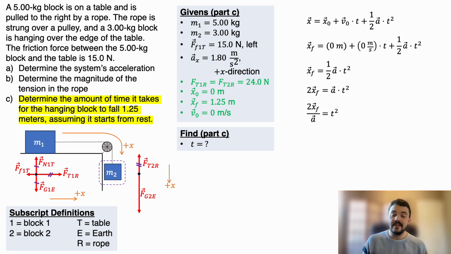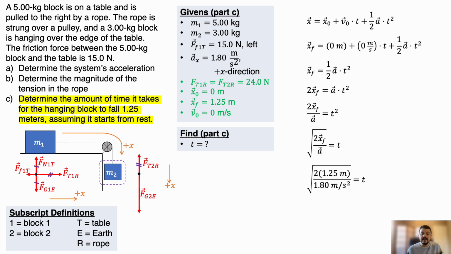And then I want time, so the last step here is to take the square root of both sides. And when I do that, I end up with time isolated by itself on one side of the equal sign, and the other side of the equal sign has things that are in my givens list, the final position and the acceleration. I'm ready to plug in numbers now. So the time is the square root of 2 times 1.25 meters divided by 1.80 meters per second squared. And when I evaluate that, I end up with this time value of 1.18 seconds. I put a box around that, and I have completed the problem.